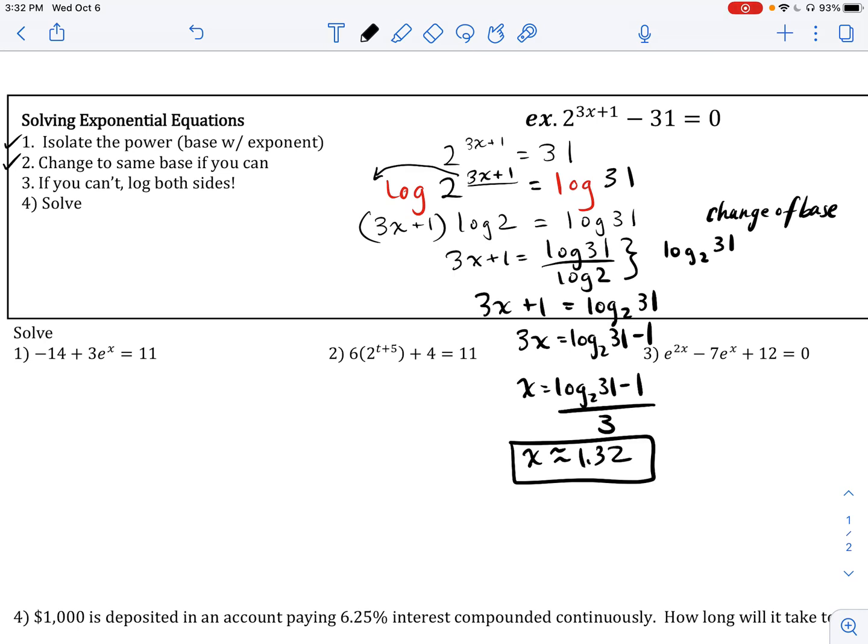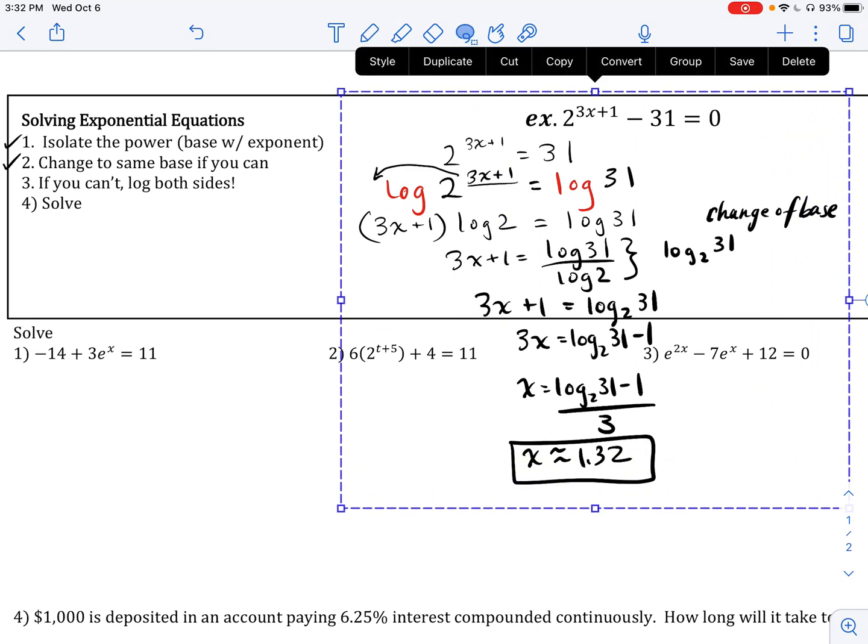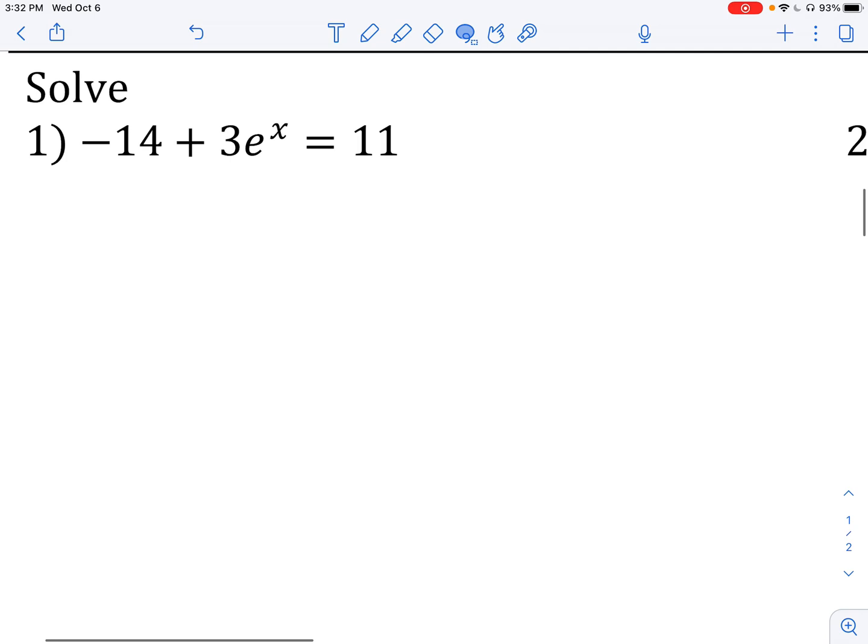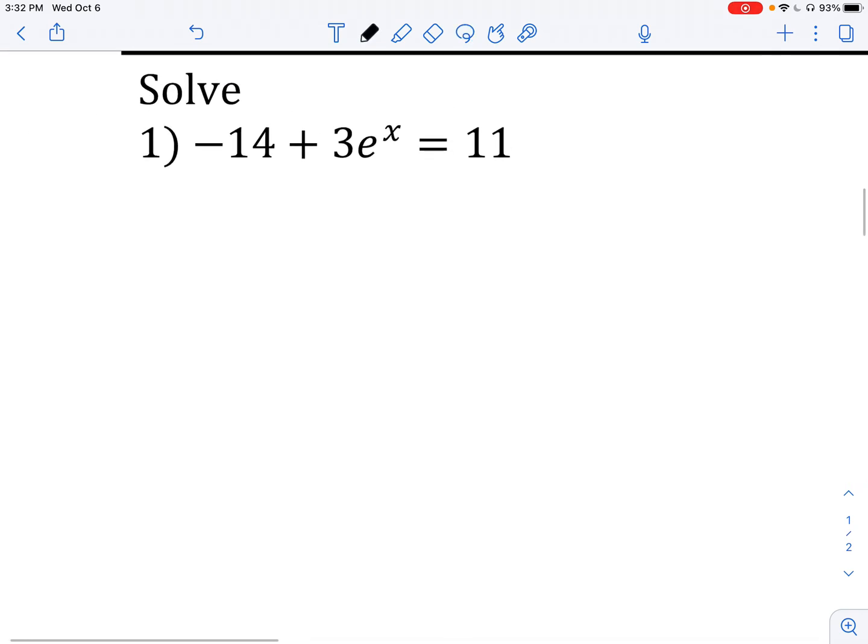Okay. So I wanted to go through a couple of these practice problems here with you, just to give us a good sense of how to solve these exponential equations. So let me get that out of the way and let's just start diving right into them. Let's solve this equation here.